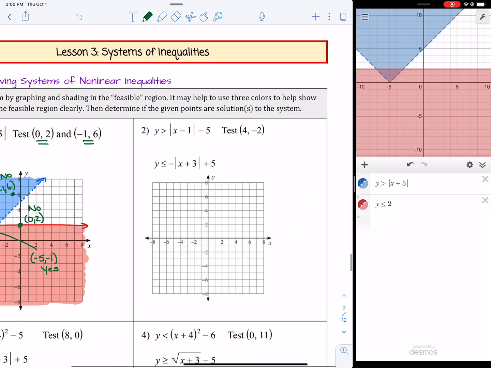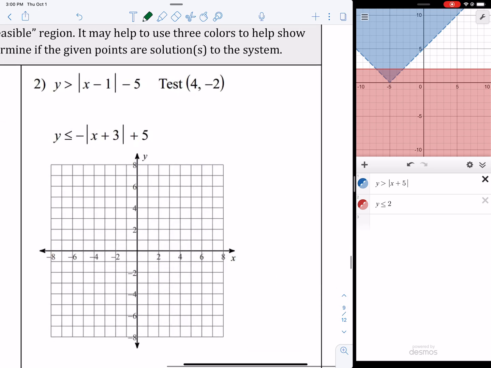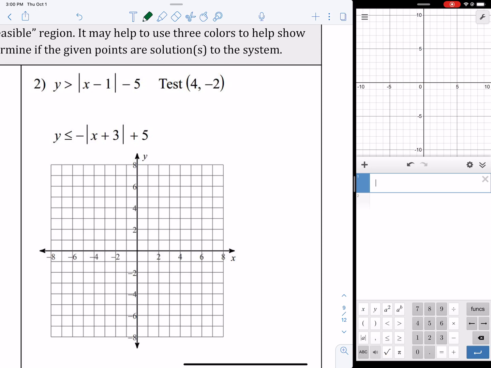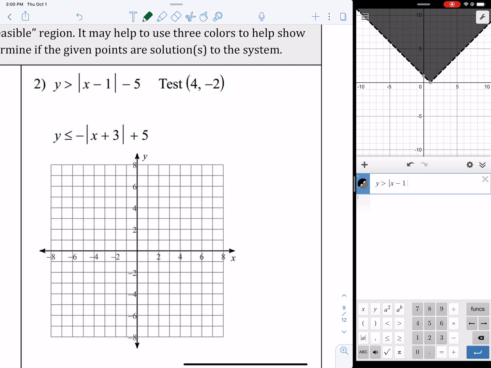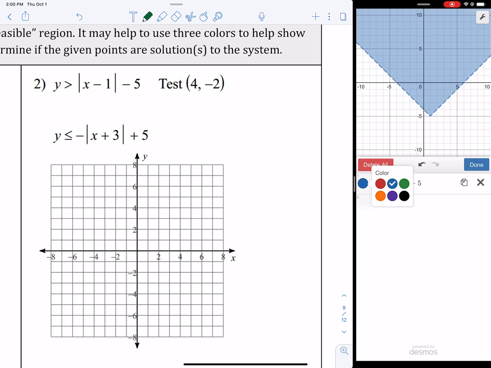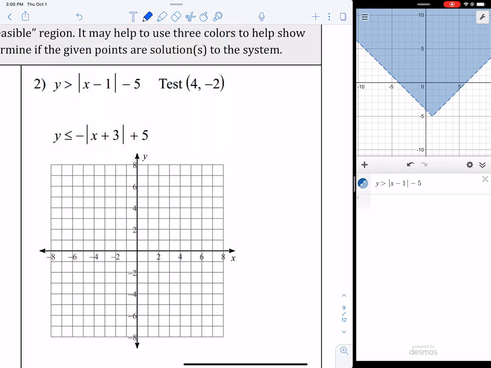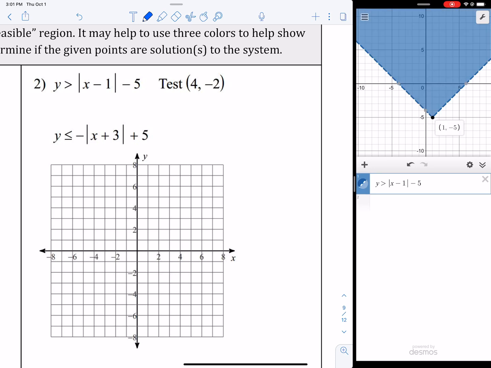All right, let's look at number 2. So let's type this one in. y is greater than the absolute value of x -1, -5. So I'm going to keep my pattern consistent. I'm going to draw that one in blue. So let's get our vertex, which is located at 1, -5.